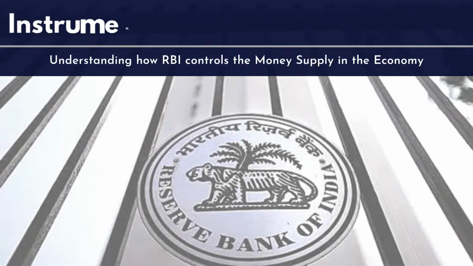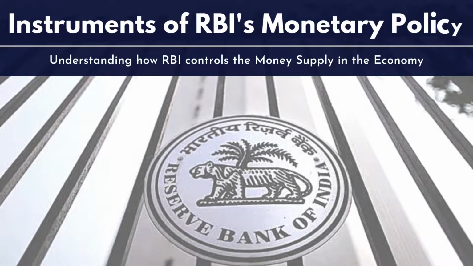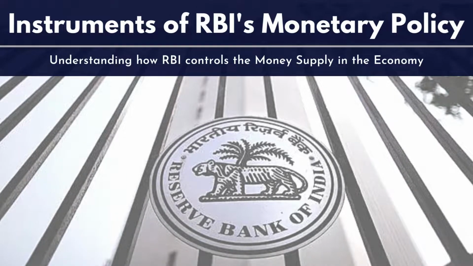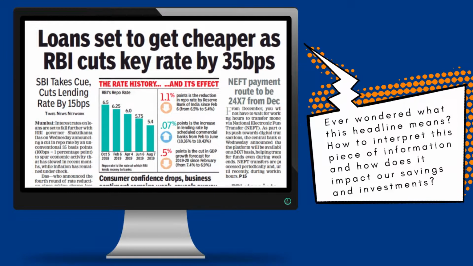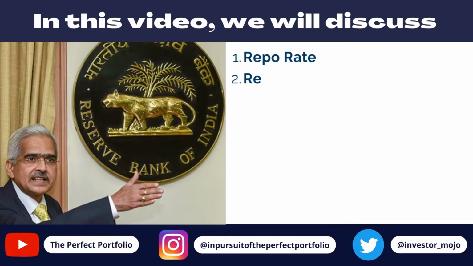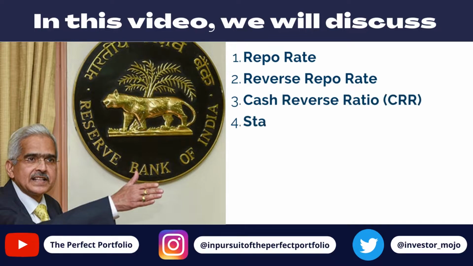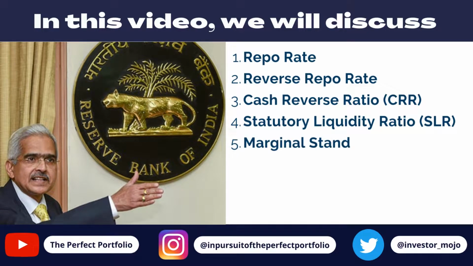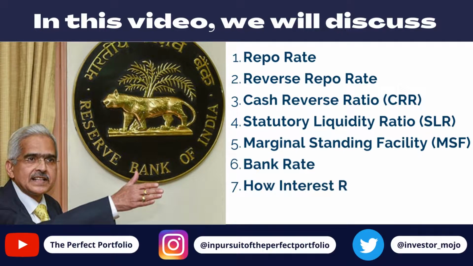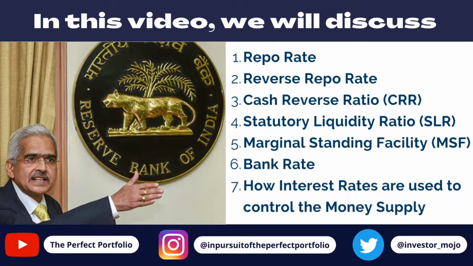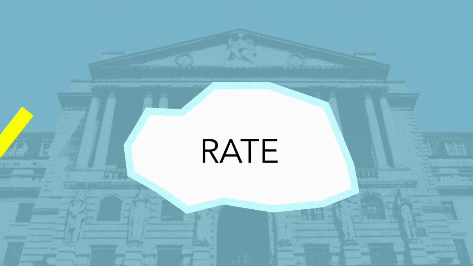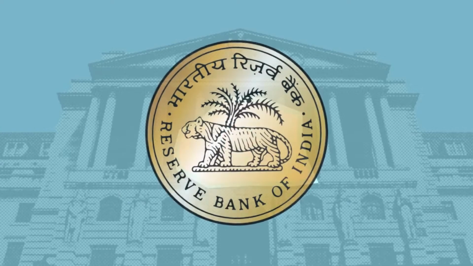In this learning video, we will discuss the instruments of monetary policy of the Reserve Bank of India and we will understand how RBI controls the money supply in the economy. I am sure you would have seen such newspaper headlines and articles. But have you ever wondered what this headline means? How to interpret this piece of information? And how does it impact our savings and investments? In this learning video, we will cover what is repo rate, reverse repo rate, cash reserve ratio, statutory liquidity ratio, marginal standing facility, bank rate, and decode how changes in interest rates are used to control the money supply in the economy. Without any further ado, let's get started.